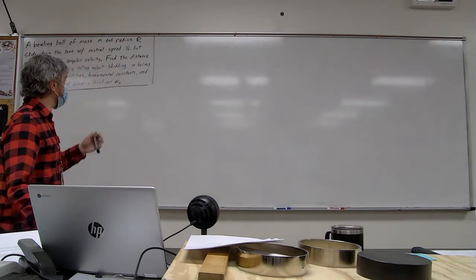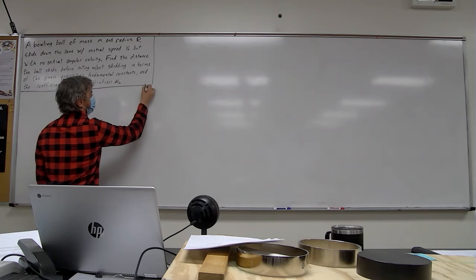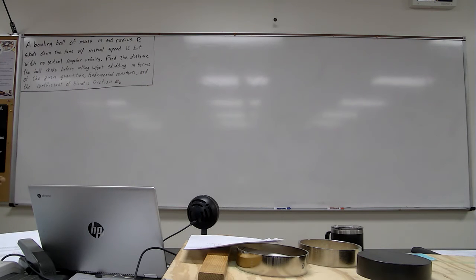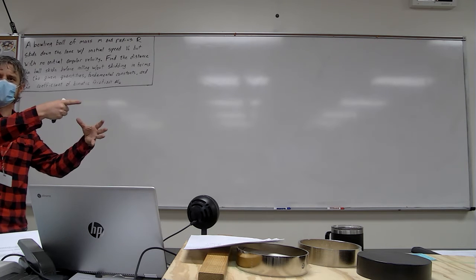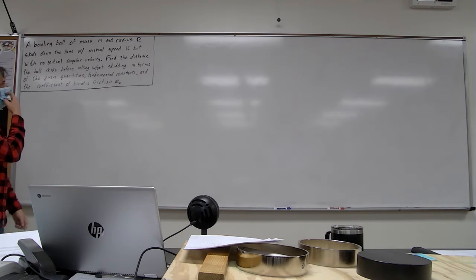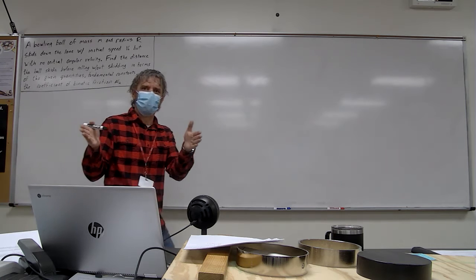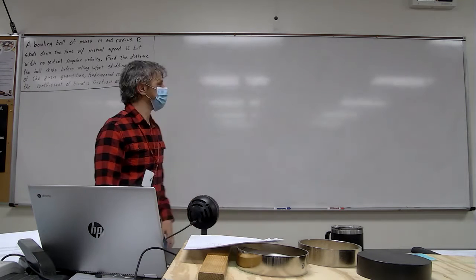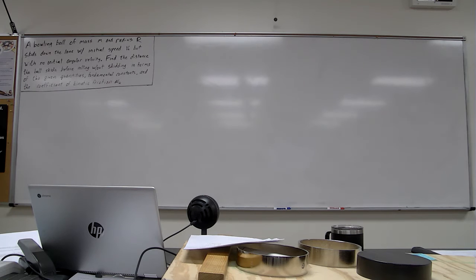Okay. So I wrote this morning and didn't want to erase it because it took so long to write. But here's the problem. A bowling ball of mass m and radius r skids down the lane with initial speed v0, but with no initial angular velocity. So it's like the simulation here. It starts off with an initial velocity purely horizontal, and then it will start to roll with slipping, and eventually it will roll without slipping. Find the distance the ball skids before rolling without skidding. So, i.e., find the distance it's going to go until it's rolling without skidding, in terms of the given quantities, fundamental constants, and the coefficient of kinetic friction, mu k.